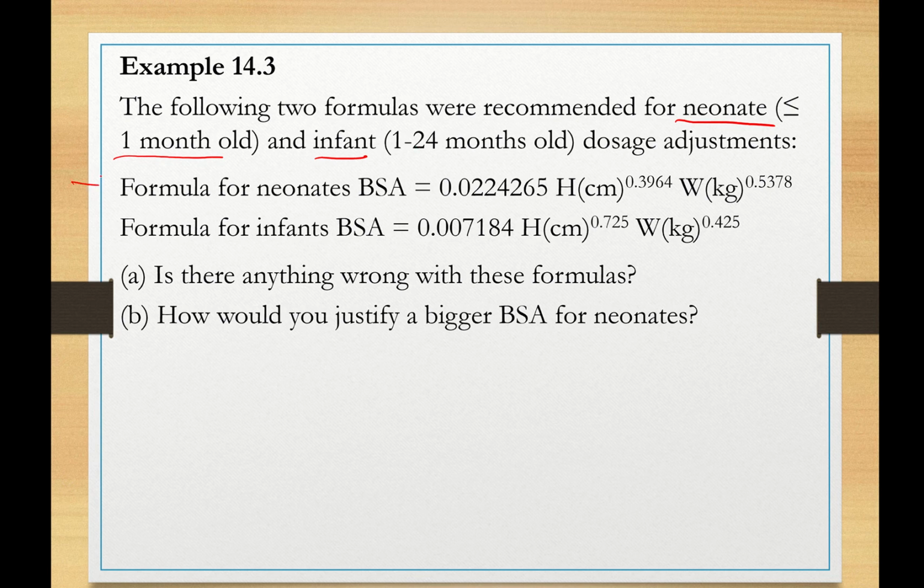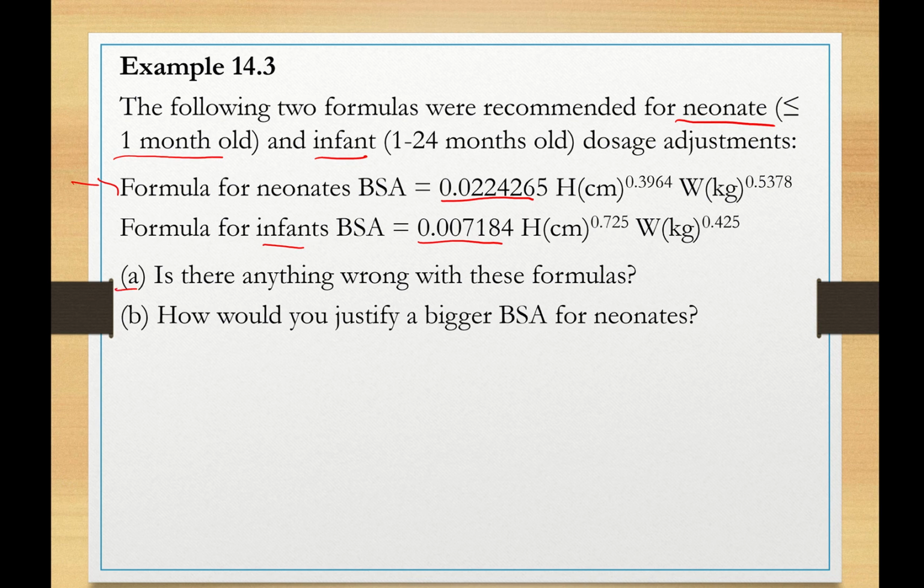So here is the formula for neonates. BSA is 0.0224265, height in centimeters, weight in kilograms, okay? And the formula for infants, the BSA is 0.0071. So this is a much smaller number than this coefficient, right? You can see that.